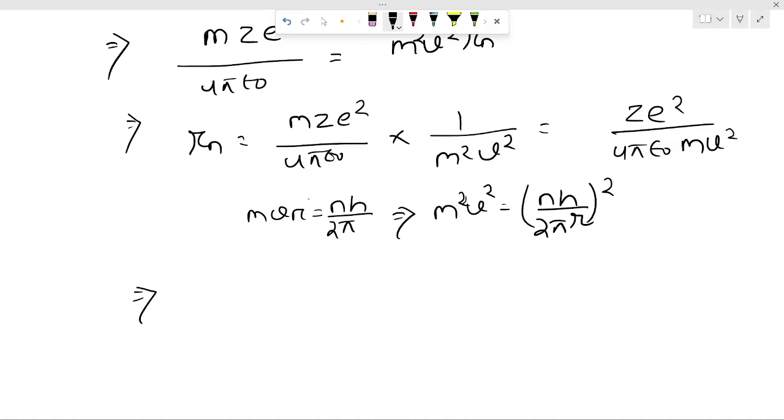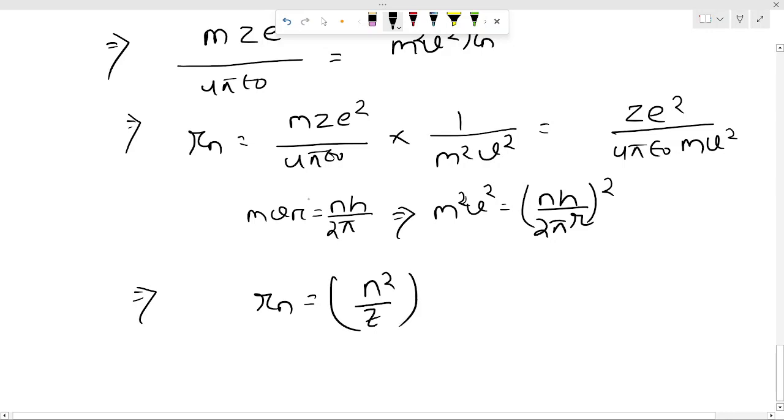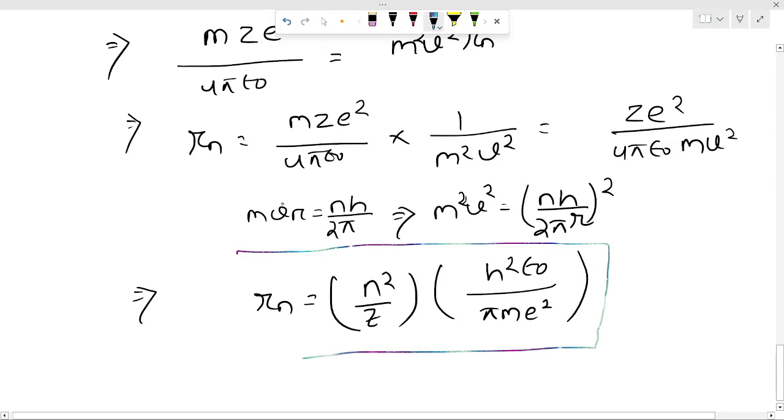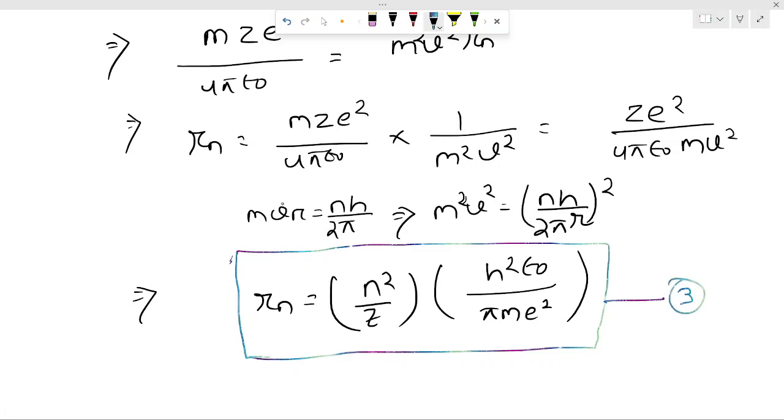So what will it become? Rn is equal to m square upon z into h square epsilon naught. If we solve further, we will get pi m square. Let's give it a bracket. This is our final expression for the radius of nth orbit, that is equation number 3.